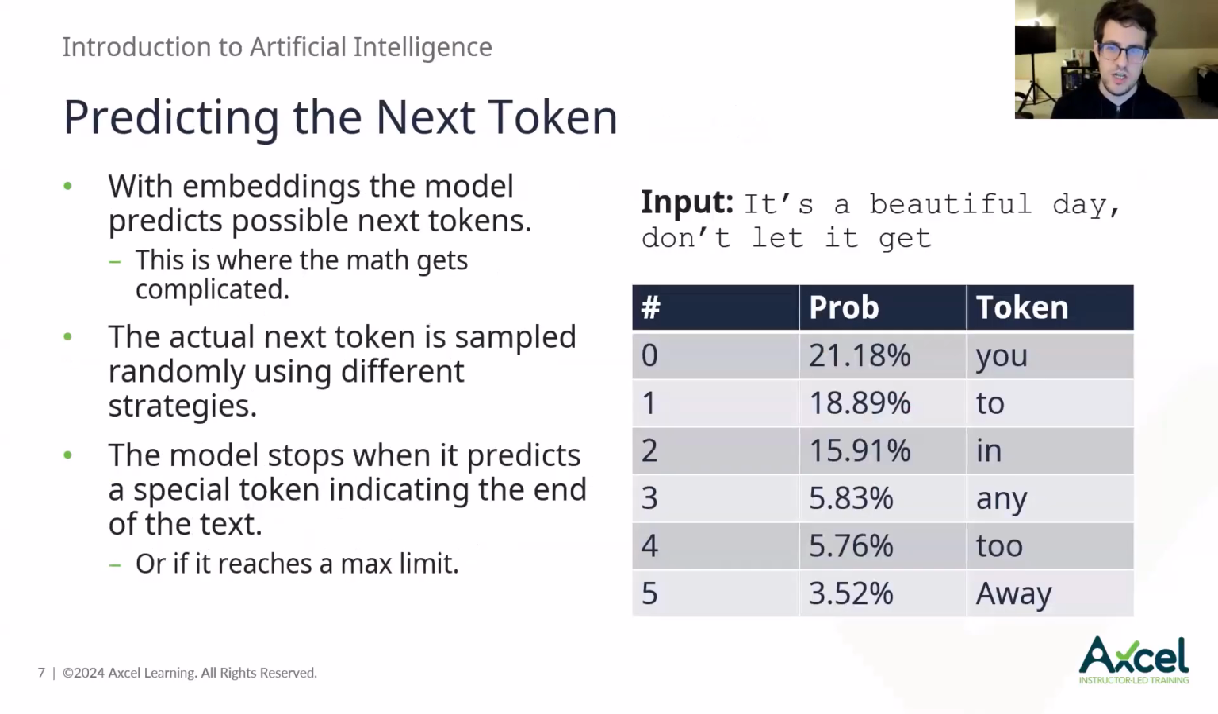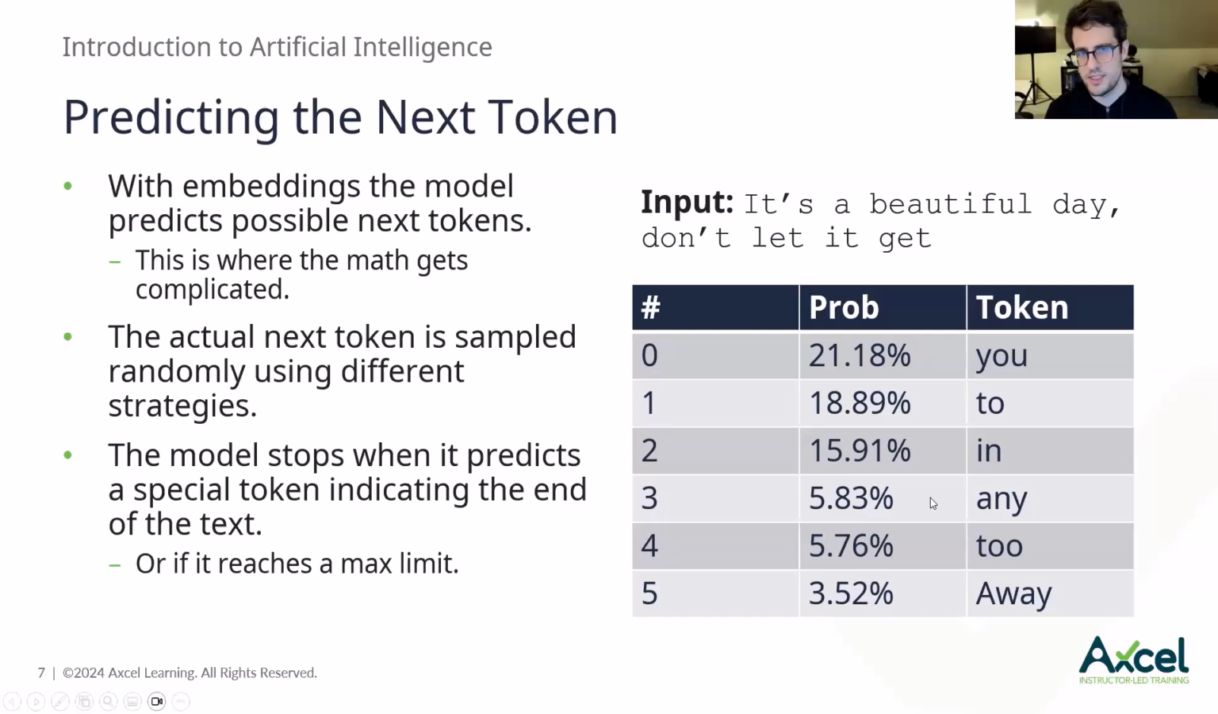After this, there's the prediction of the next token. This is a complex step. This is where all the mathematics of the model come in and some algorithms. But honestly, this part we can think of with much more abstraction. Think of it as just adding the next token again and again and again. So here we have the input, it's a beautiful day, don't let it get, and then we have some options of what token could come next. And depending on our algorithm, which selects the token and controls the creativeness or randomness of the output, we could see any of these different tokens come out of it.